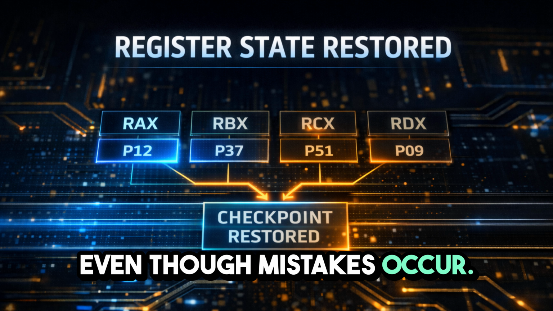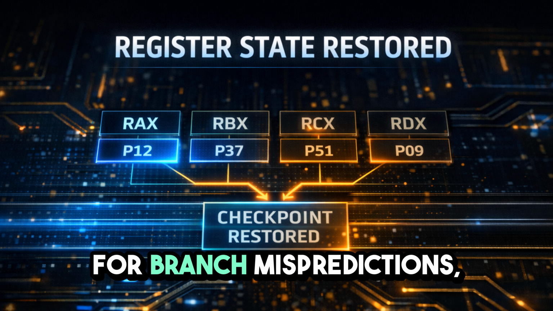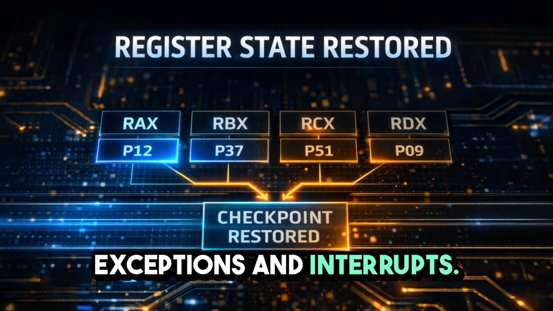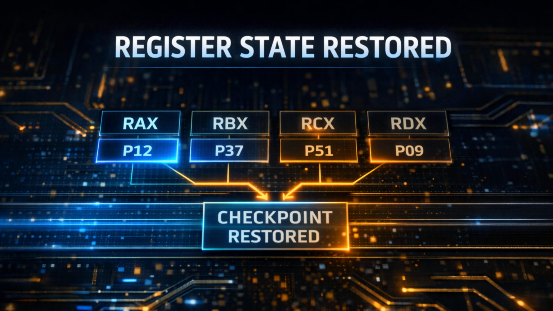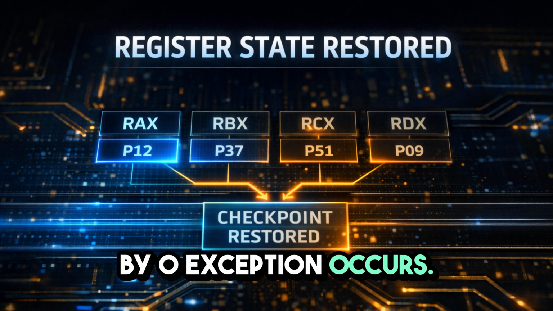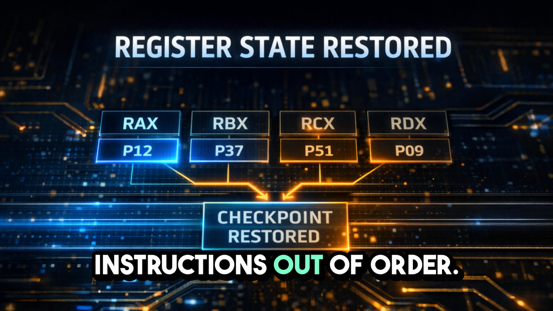Even though mistakes occur, exceptions and precise state. Rollback is not only used for branch mispredictions, it is also essential for exceptions and interrupts. Imagine this instruction, DIV R1, R2. If R2 is 0, a divide by 0 exception occurs. But modern CPUs may have already executed many later instructions out of order.